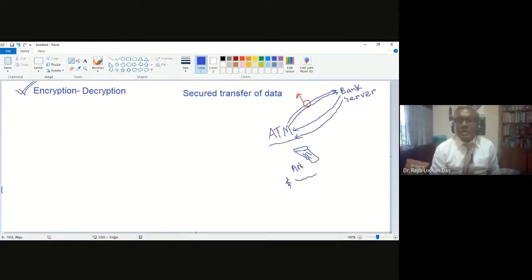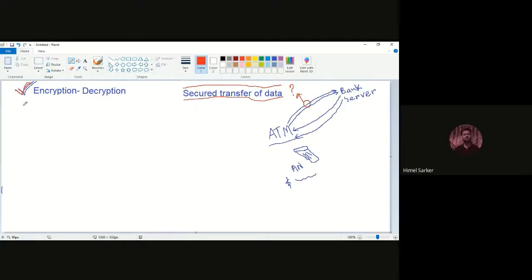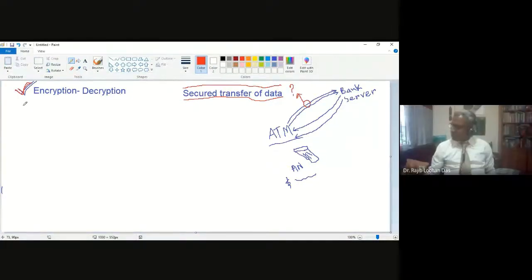And in the middle way, if it is possible to steal the information that is being transferred, then it will be a big risk. So the secured transfer is very important, right? You understand my point. So for secured transfer of data, we use the encryption decryption. That is the topic actually. Is that okay? You understand? Anyone wants to say something? Anyone wants to add something?